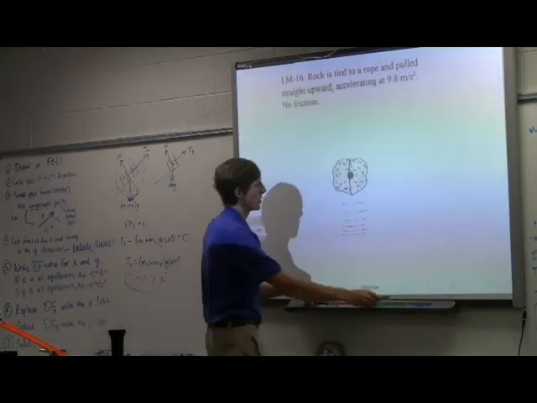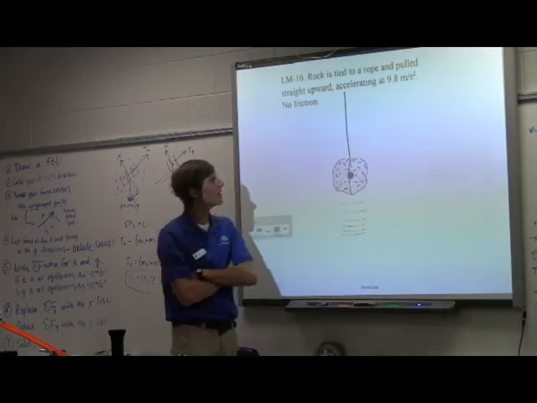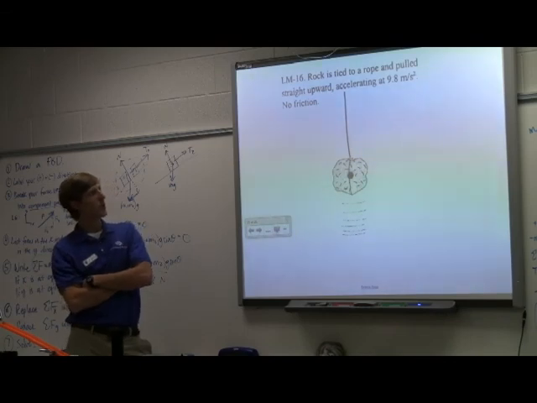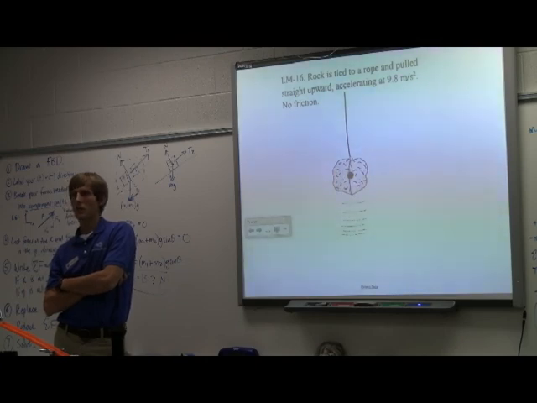Oh, this is the one with an imaginary string. Imagination over. Okay. Rock is tied to a rope and pulled straight upwards, accelerating 9.8. Just a quick normal question. Does water have like a little bit of normal force? Buoyant force. So like the buoyant force is what makes like belly flops hurt? No, let's talk about that during fluids.